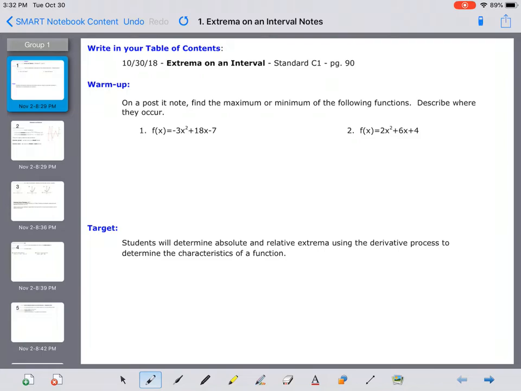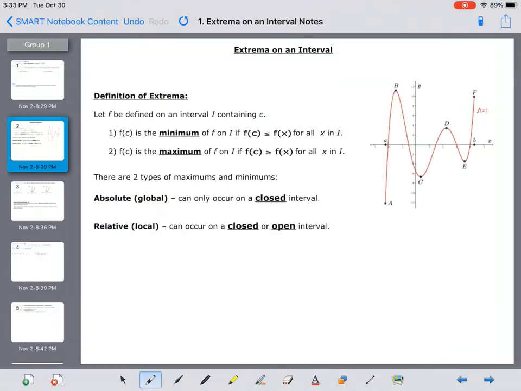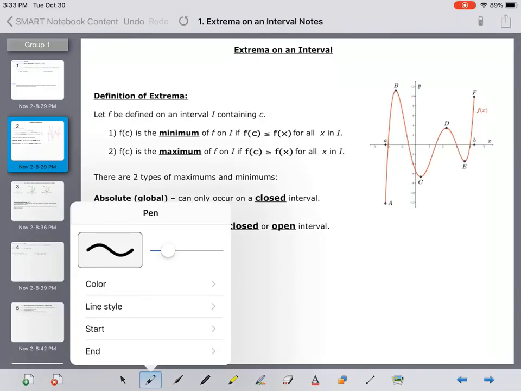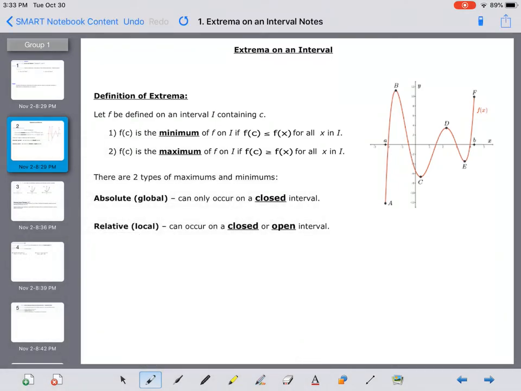So we're going to determine absolute and relative extrema, so absolute and relative maxes and mins, using the derivative process to determine the characteristics of a function. So that's kind of the purpose of today's video. So a couple of definitions. When we talk about extrema, we're talking about the idea of a max or a min. That's just the plural for max and min. We call them extrema.